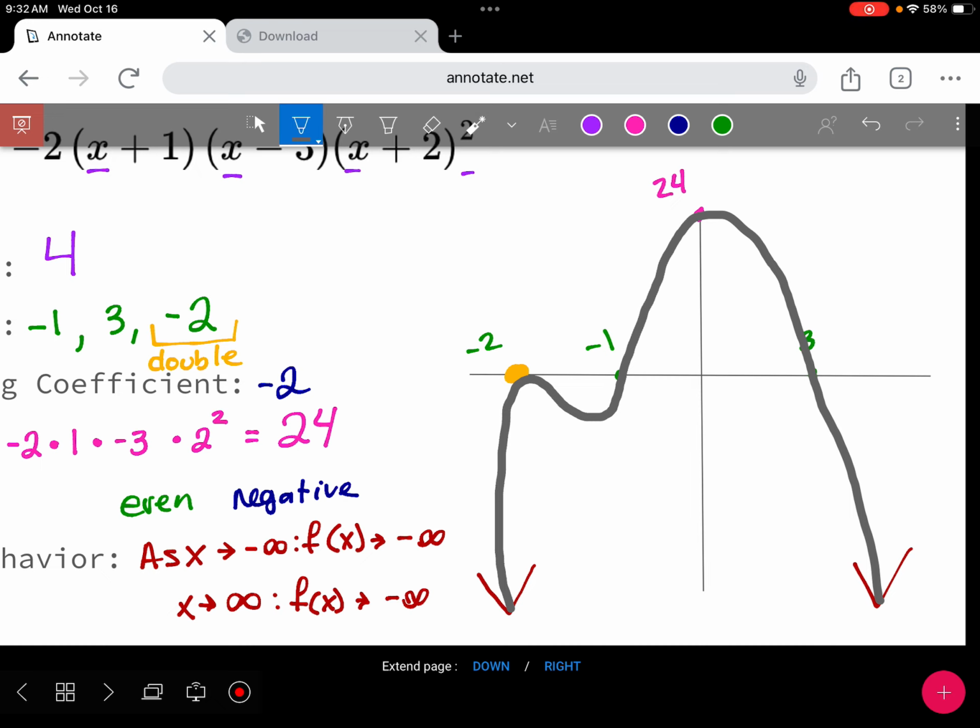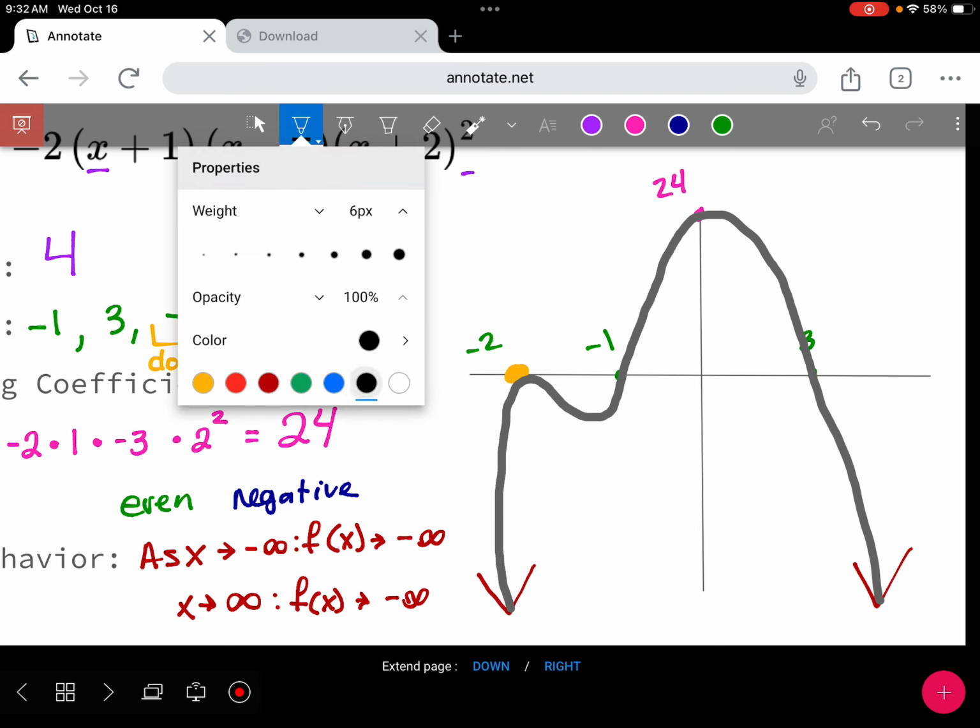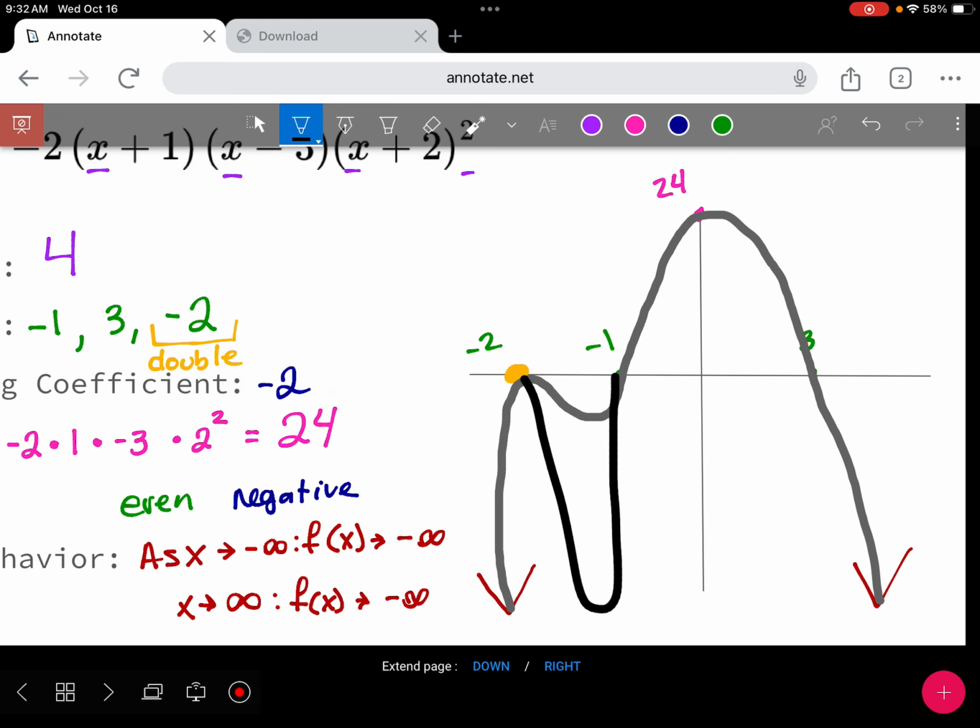And these are sketches, so it doesn't have to match exactly. If you take your line and bring it way down here, that's totally fine. If you make this really shallow, that's totally fine. If you add in extra wiggle squiggles here, that's totally fine. We're just not adding any other roots, and we're not adding any other intercepts anywhere. And it's got to still be a function.